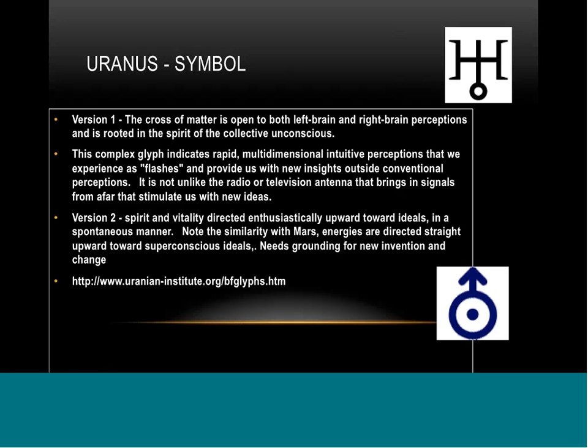It's a very complex glyph compared to the ones we've seen so far, and it's just trying to show the multi-dimensional left brain, right brain thing going on that we experience as flashes, and then they come down the channel. So the central line there is like your spinal point, where you can collect information from your left and right channels. This is, in the esoteric sense, your solar and lunar channels. This is not unlike a radio television antenna that brings in signals from afar and brings in new ideas to us.